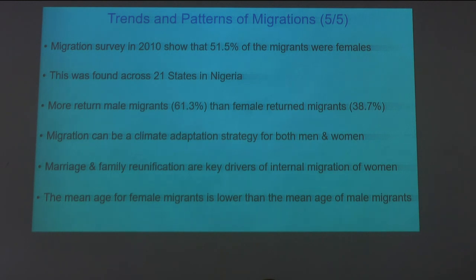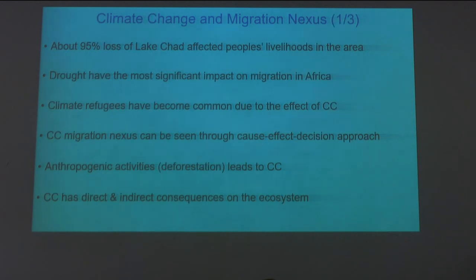And mostly people migrate due to marriage or family unification. Most of the internal migration by women specifically is due to marriage and family unification. Then the mean age of female migrants is lower than the mean age of the male migrants.